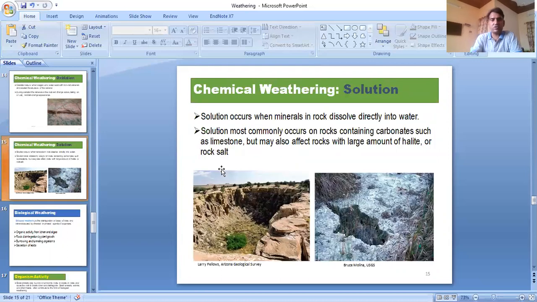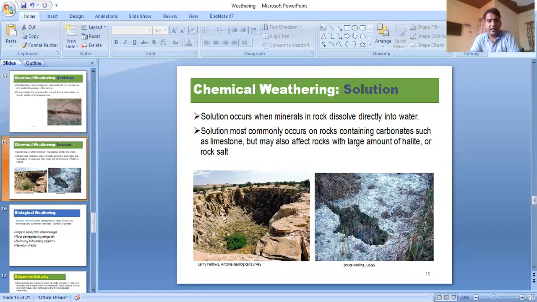Another one is solution. Solution occurs when minerals in rock dissolve directly in water. So water is the direct agent which dissolves the rock and weakens it and breaks it down. Solution most commonly occurs in rock containing carbonates such as limestone, but may also affect rocks with a large amount of halite, or rock salt.